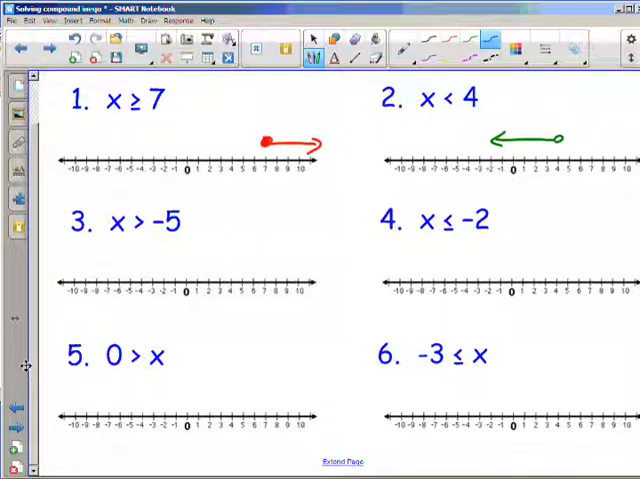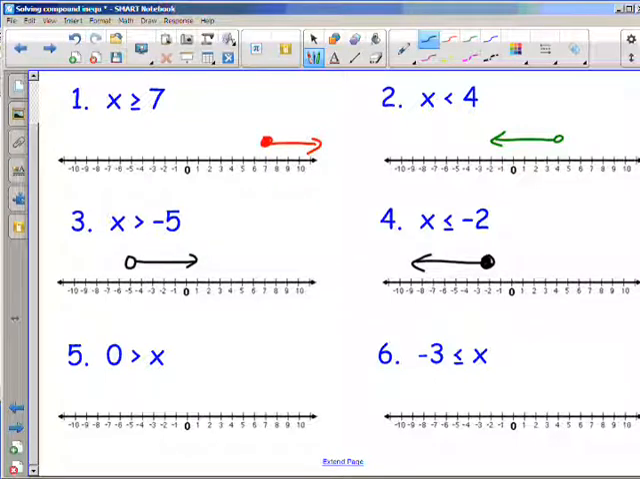Okay, here we go. Greater than -5. Start at -5, open circle, goes to the right. X is less than or equal, so it's going to be filled in to the left, starting at -2. Filled in and less than, values that are less.